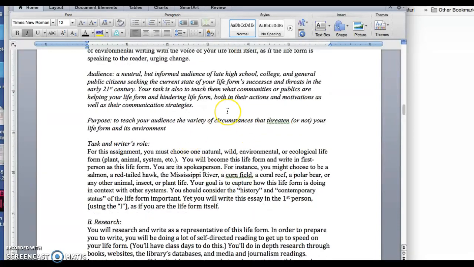So your audience, a neutral but informed audience of late high school, college, general public citizens. You're trying to convince them that your life form is important. Maybe environmentalism in general is important. Mainly your life form. And there's a number of ways you can do that. So let's quickly move through those.